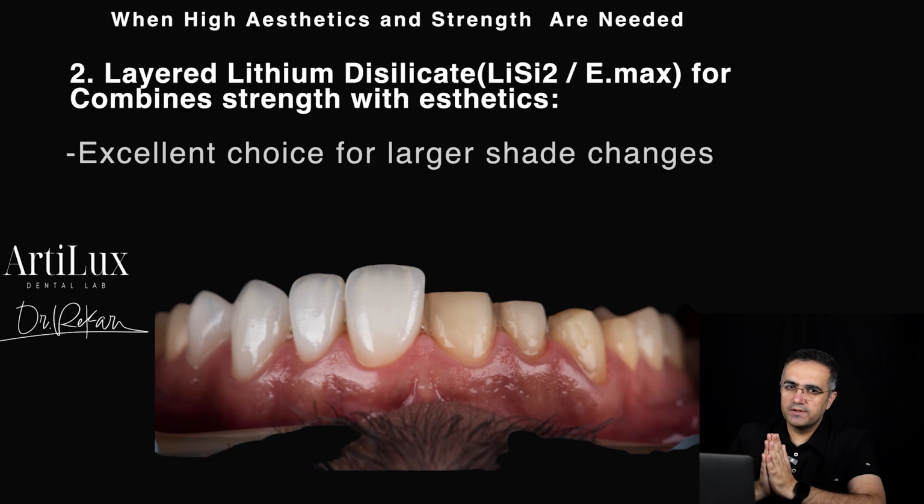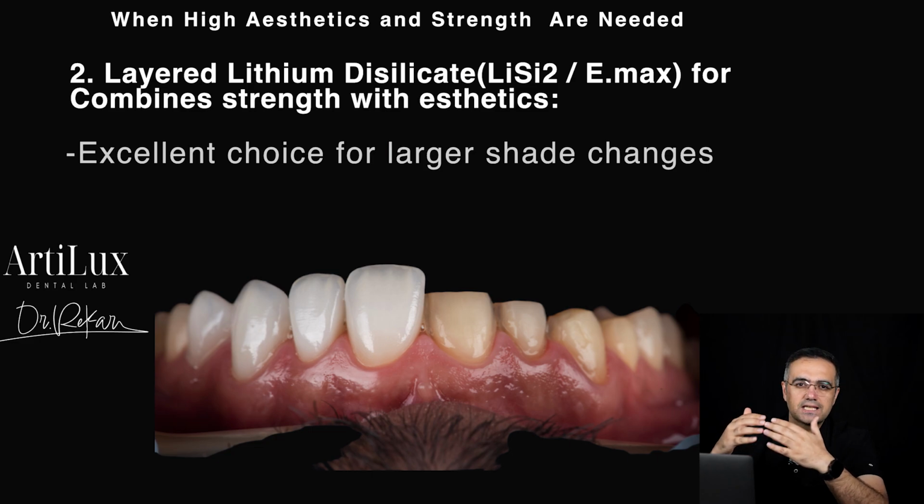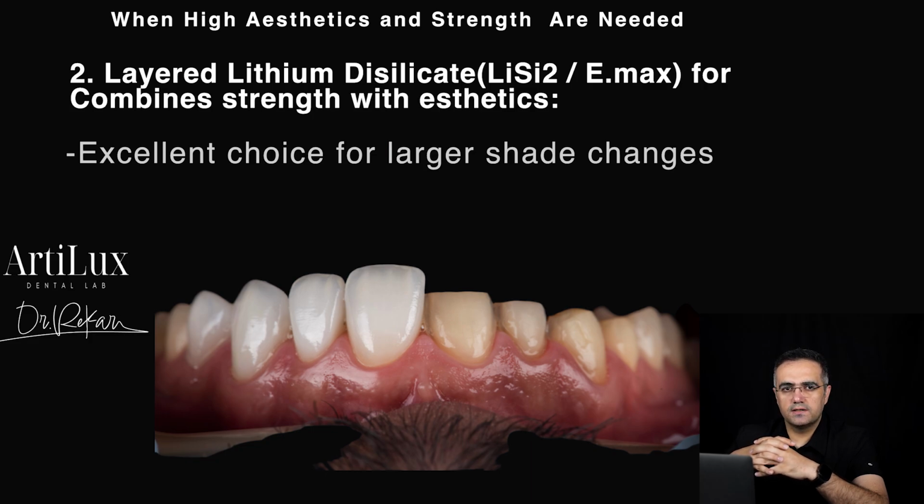In this case, it will be very difficult to do it with the feldspathic. Either you have to do a crown or too much reduction, and you will reach the dentin, of course. So sometimes it is not very beautiful, but the masking capacity of the lithium disilicate is much higher than the feldspathic. So in this case, we can choose the layered lithium disilicate restorations.